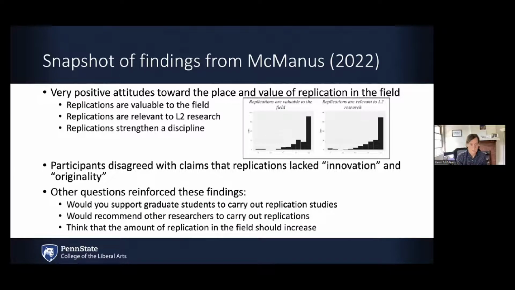And then there were other findings in the survey that reinforced these viewpoints. When people were asked, would you support graduate students to carry out replication studies? People were saying, yes, we do. And some people were very explicit that they encourage students to do replication studies as part of the training process. Would you recommend other researchers to carry out replications? Overwhelmingly, yes. Do you think that the amount of replication in the field should increase? Overwhelmingly, yes, right? So what we're seeing in this sample are quite positive attitudes towards doing replication studies in applied linguistics, right?